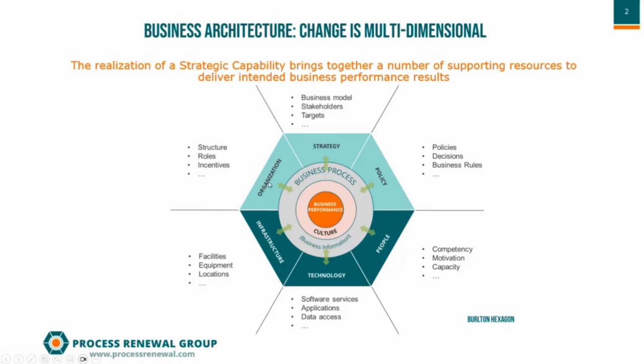But there's a whole bunch of other stuff that has to be right. The strategy has to be right. Quite often we end up doing a great job implementing a poor strategy. So the business model and the stakeholder analysis, the external stakeholder analysis, is critical. But there are also policies, decisions, and rules. If those are not aligned with the outcomes we're looking for, then we're going to have to make some changes. The organizational structure has roles and incentives. If those incentives are driving people toward the wrong behaviors, that's not good either. Clearly we also need the right people, with the right competency, the right motivation, and sufficient capacity to do the job.